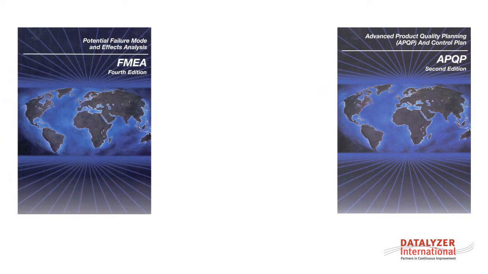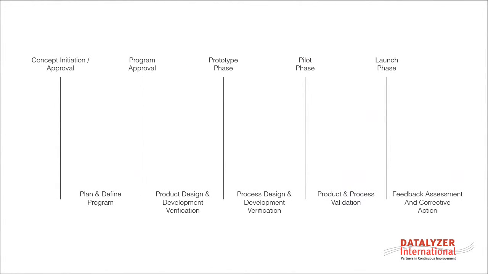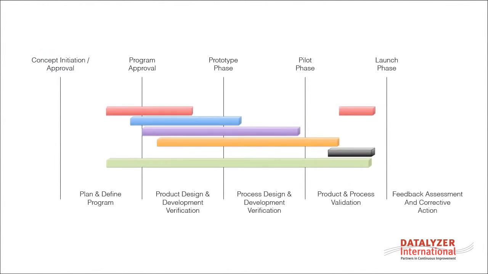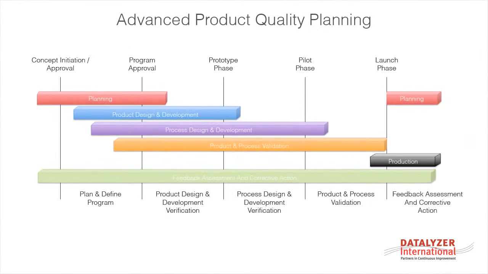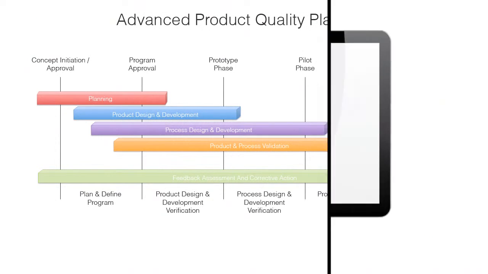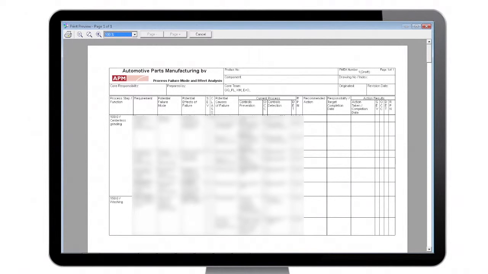In the automotive industry, the use of FMEA and control planning are required in the ISO TS16949 specification. APM is TS16949 certified and committed to continuously improve its products and processes. One of the tools applied in the APQP process to realize the continuous improvement is failure mode and effect analysis.